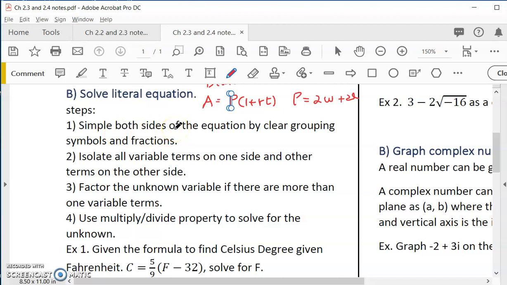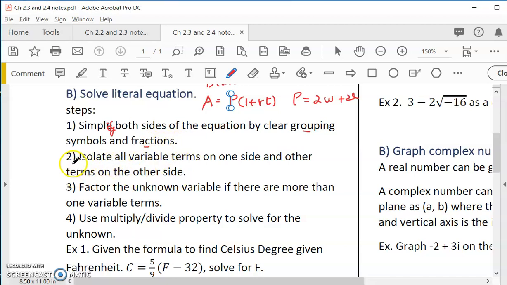The first is to simplify both sides of the equation by clearing grouping symbols and fractions. So if there's any grouping symbol or fraction, you want to combine them, simplify them. We want to clear grouping symbols if the variable that you want to solve for is in the grouping symbols, or if your unknown is in a fraction.